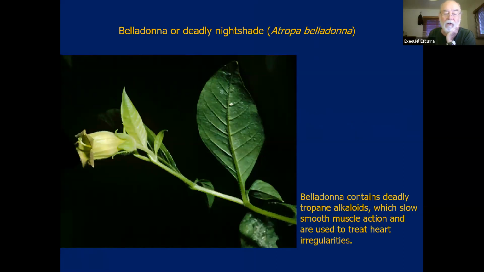In Europe, interestingly enough, most of the plants in the family Solanaceae are highly toxic, and none of them has been domesticated as a food plant. One of the common wild plants in Europe is the belladonna, or deadly nightshade. For those of you familiar with the Italian language, belladonna means pretty woman or pretty lady.